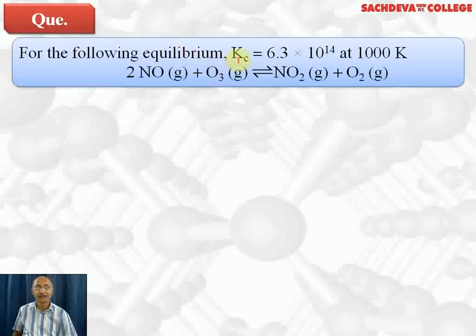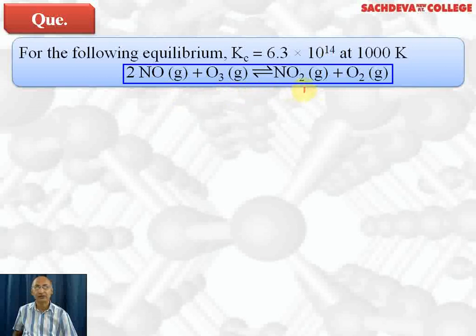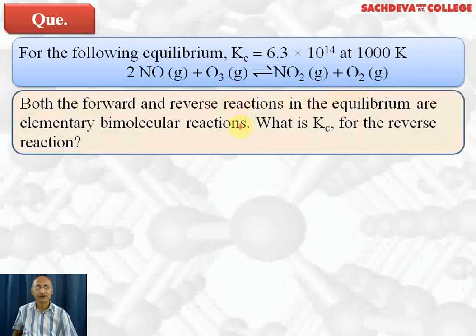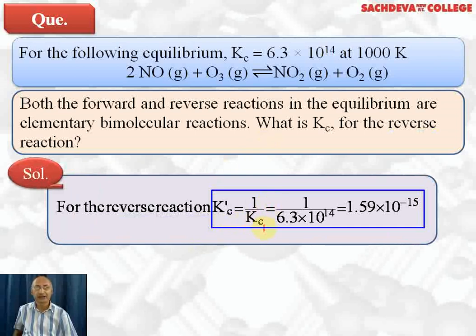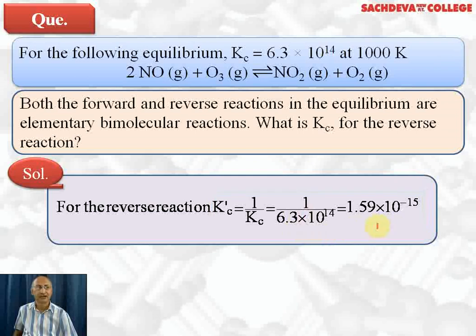For the following equilibrium, Kc is 6.3 into 10 to the power 14 at 1000 Kelvin. 2NO gas plus O3 gas gives you NO2 gas plus O2 gas. Both the forward and reverse reactions in equilibrium are elementary bimolecular reactions. What is Kc for the reverse reaction? First we write for the reverse reaction Kc dash will be equal to 1 over Kc. Reverse reaction is exactly opposite, therefore Kc dash becomes equal to 1 over Kc, that is 1 over 6.3 into 10 to the power 14. On solving we get 1.59 into 10 to the power minus 15, and that is the answer.